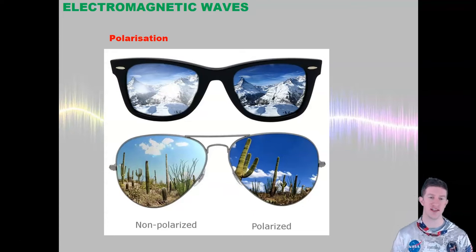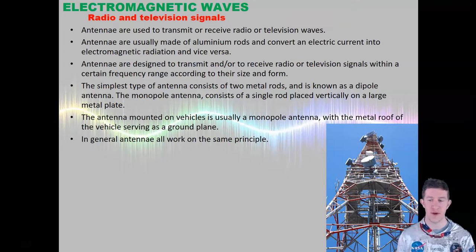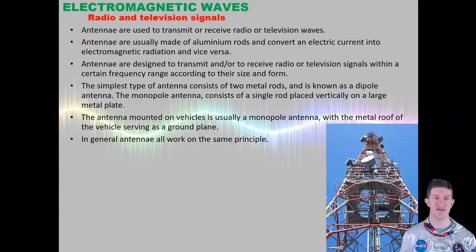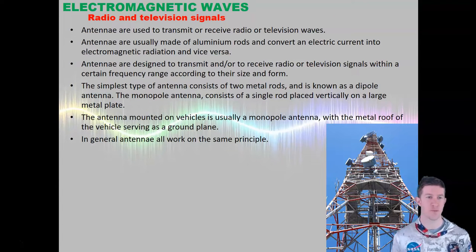So the image that you can see there is an example of how things will look between a non-polarized filter and a polarized filter. And we're going to talk about how it actually works with that electromagnetic wave. So if we go back a step, let's look at radio and television signals. An antenna is used to transmit or receive these signals. They're usually made up of aluminium rods, and this converts an electric current into this EM radiation and vice versa if it wants to send the signal.